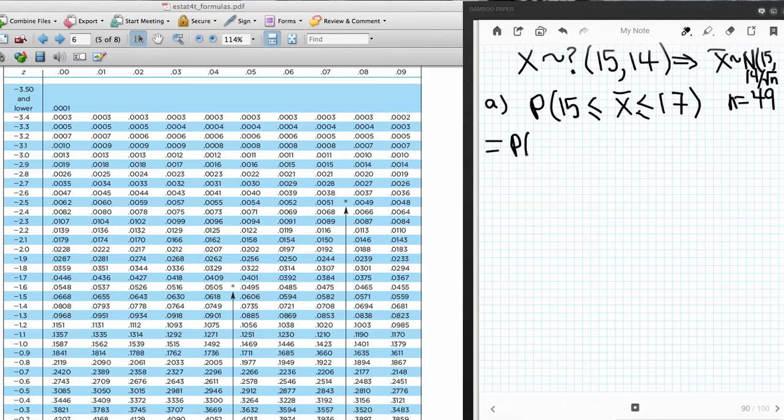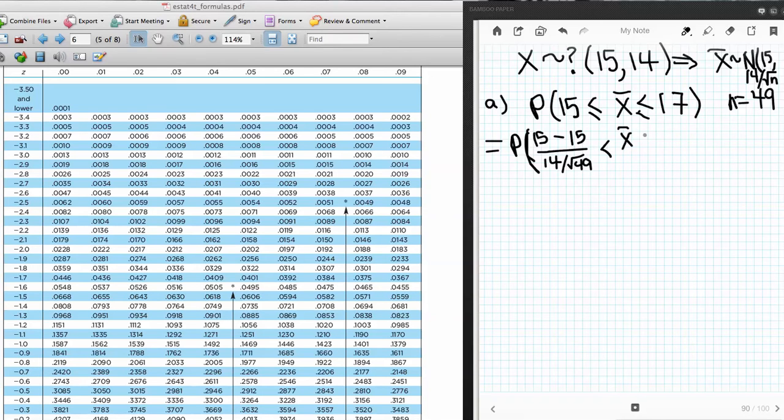So we're going to find this probability by standardizing. We're going to take our random variable, subtract the mean, which is told to us to be 15, and divide by the standard deviation of the distribution. Our random variable, the x bars, are distributed normally with this mean and this standard error. So we have 14 divided by the square root of 49. And so what we have is a z-value there.